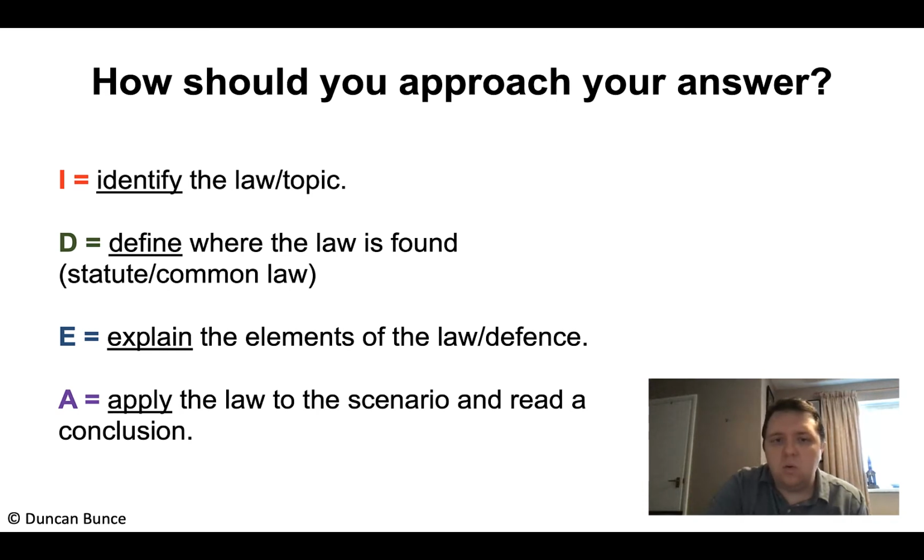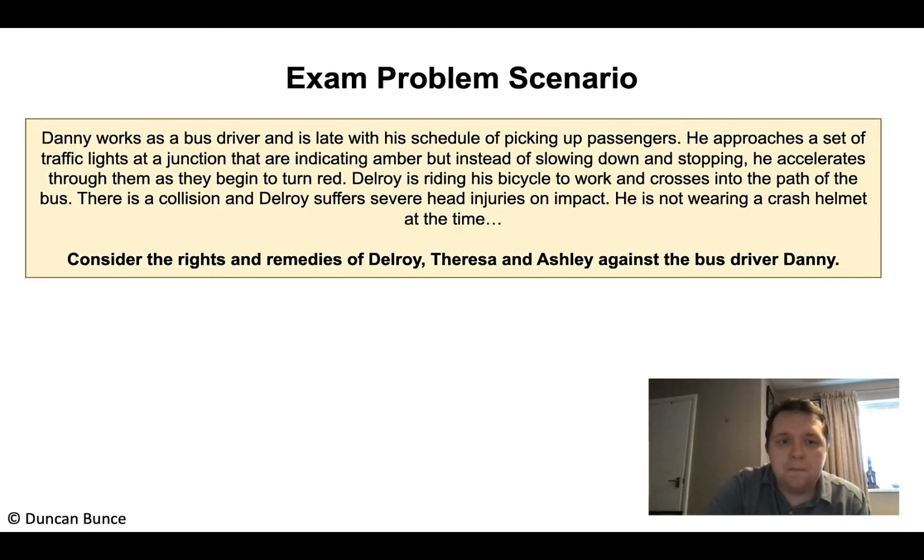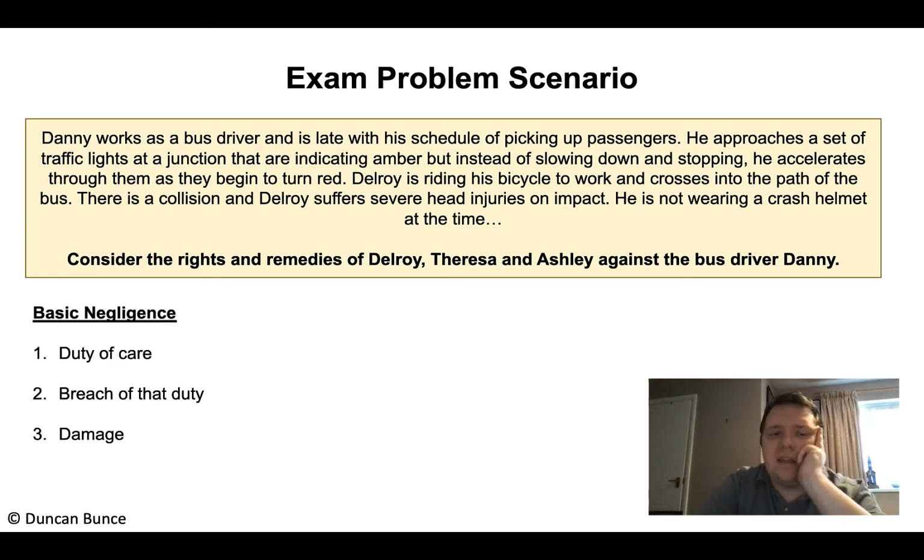So that's the mnemonic, but let's look at that a little more clearly. So back to the exam problem scenario. You'll notice it's the same scenario, but I'm just focusing on the first part of it involving Danny and Delroy. Now, at this point in the exam, we should know that for basic negligence to prove that was the case, Delroy will need to establish that there was a duty of care owed by Danny to him, that there was a breach of that duty, and finally that it resulted in damage, and all three have to be met. If we don't, then the claim for Delroy will not be successful against Danny.